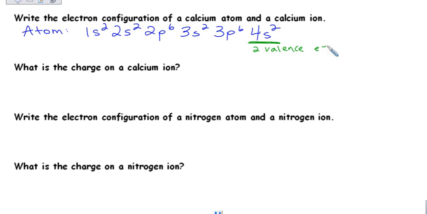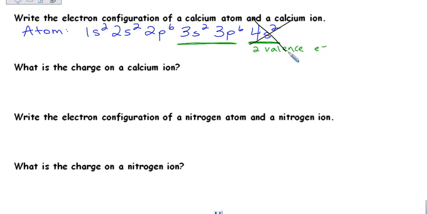We could just lose those 2, because then if we did, the next highest energy level is the 3rd, and the 3rd is filled with 8. 3s2, 3p6. So we could either lose 2, or we could gain 6. But we'd have to find other atoms or ions that are willing to give us 6 electrons. So in the long run, you're probably thinking the same as I am. Lose 2, right? Let's just lose these guys.